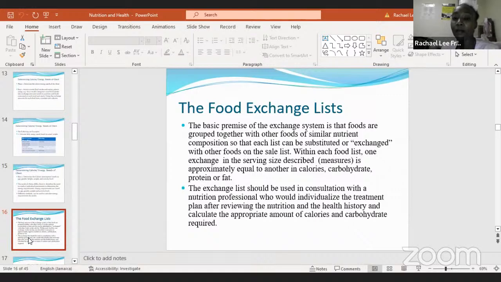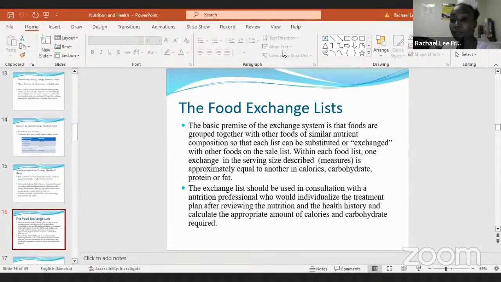All right, so based on the food exchange list, it says the basic premise of the exchange system is that foods are grouped together with other foods of similar nutrient composition, so that each food on a list can be substituted or exchanged with other foods on the list. This is similar to what we were talking about yesterday when we spoke about the multi-mix principles. So we would know if we can eliminate a particular food, because just like I mentioned, you might have rice and you may have green peas, which is another starchy vegetable. So you're actually consuming double starch.